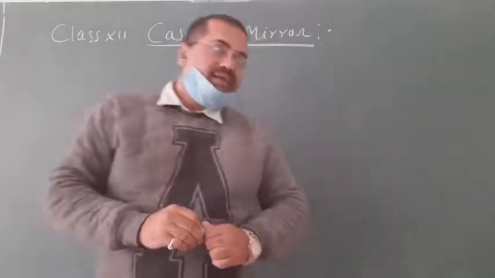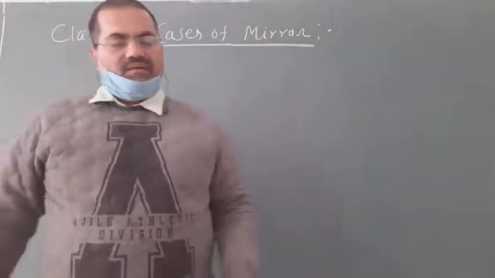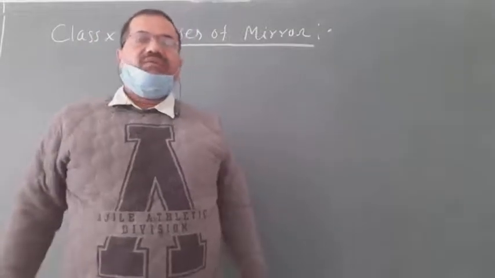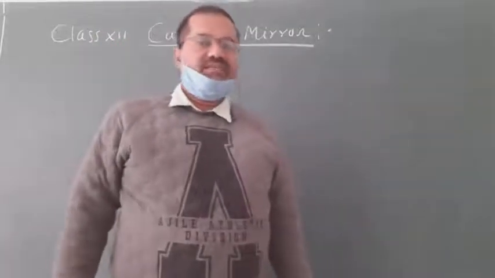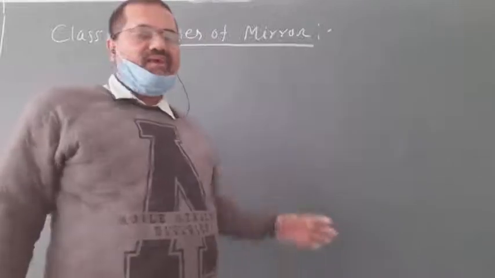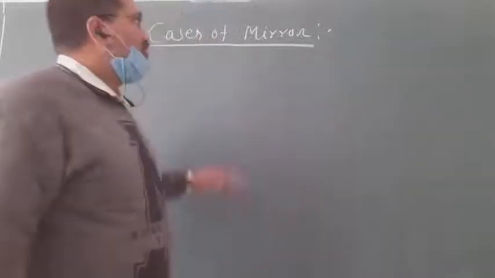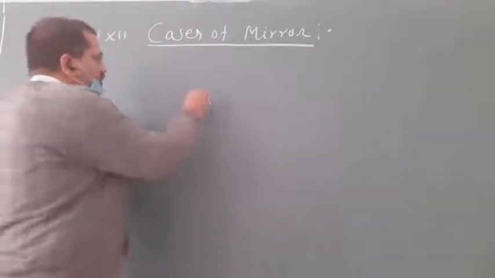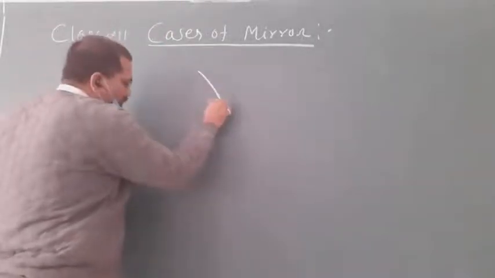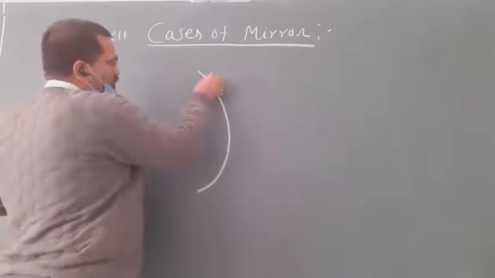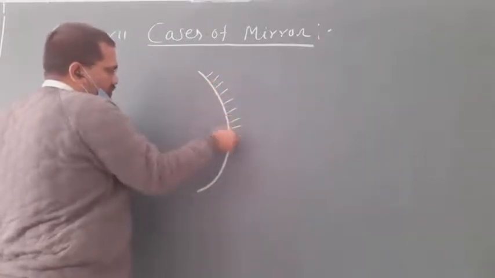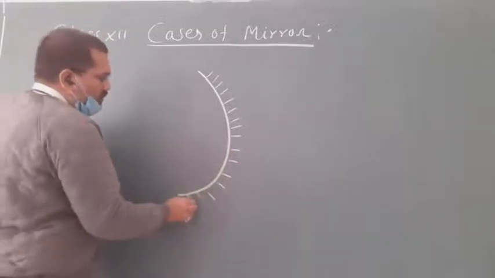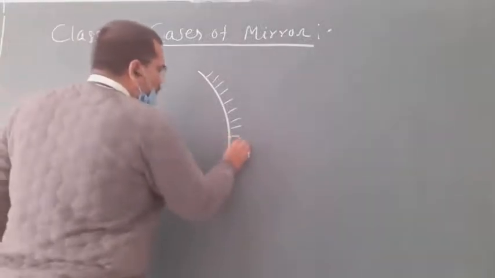Today our topic is cases of mirror, that is, for real object and for virtual object, how image is formed in different positions. So first of all we discuss here the concave mirror. This is a pole.